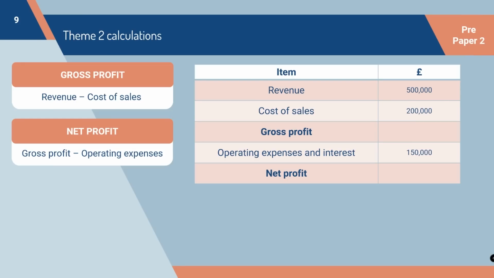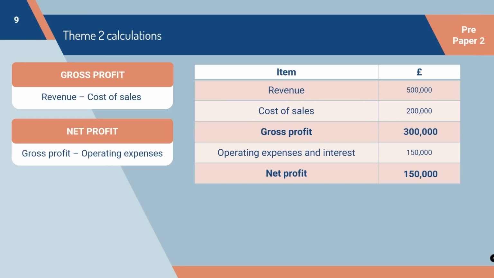Then we have our operating expenses and interest. So these would be like our fixed costs, perhaps. So this could be rent, this could be utilities, all of those different things, salaries and what have you, and any interest that they pay on any bank loans. This is £150,000. So if we subtract that from our gross profit, we'll get our net profit. So £300,000 for gross profit, and then £150,000 for net profit. So that's the first thing you need to be aware of. How do you calculate gross profit and net profit? You need to know those two formulas.